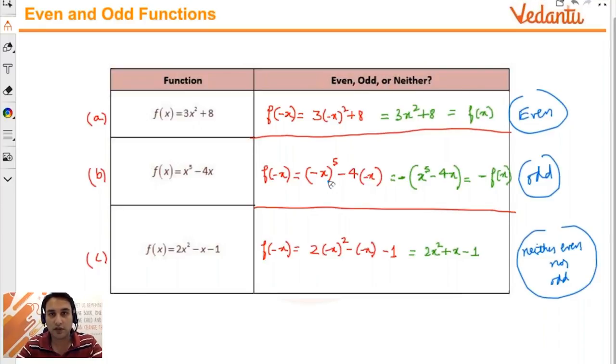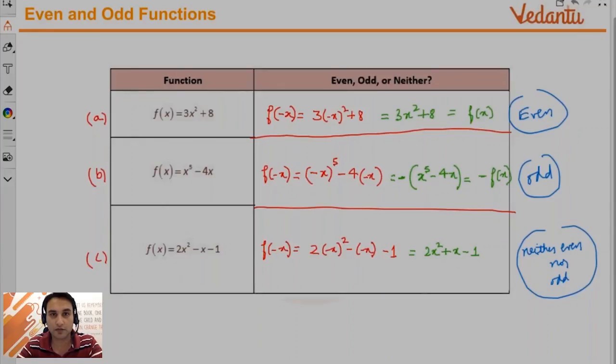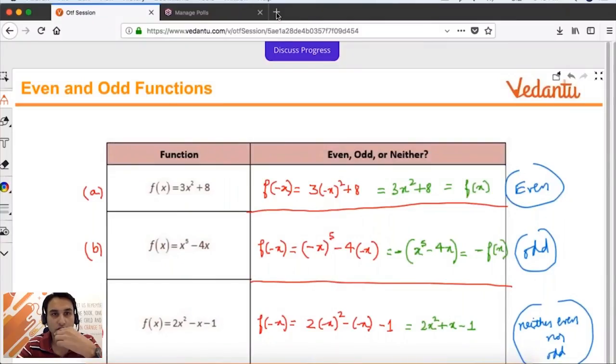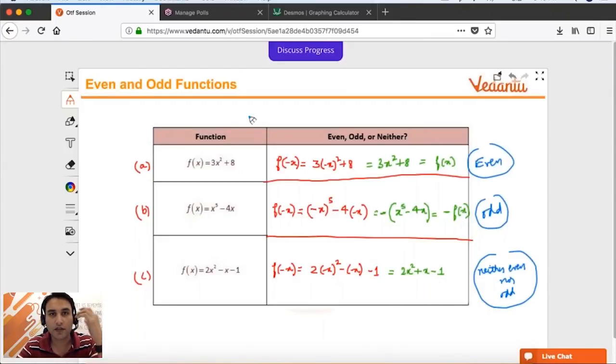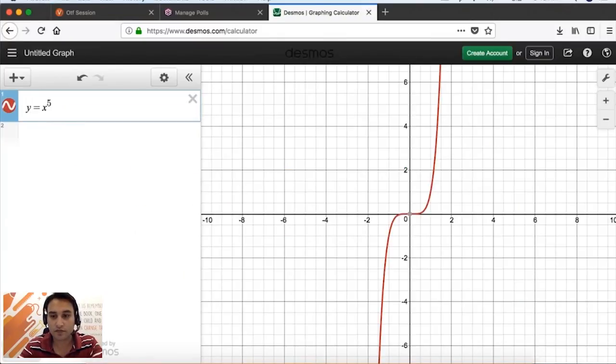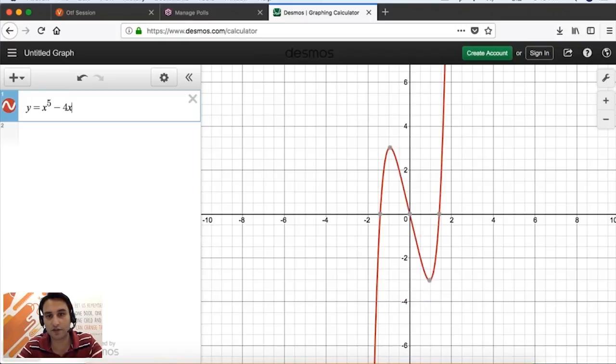So, even if you were to plot the graph, for example, if I were to plot the graph of, where is Desmos? Let's plot this one, like x to the power 5 minus 4x. You can see this graph is an odd graph, right? Whatever is the value of y at this x will exactly be the negative, the opposite, at minus of this x, right? So the graph is symmetrical in the opposite quadrants.